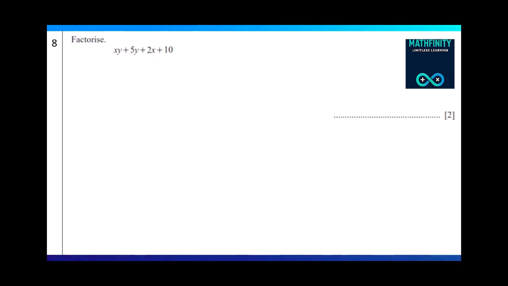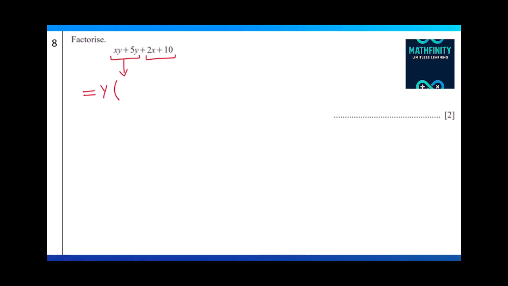Question number 8: factorize, and they give us 4 terms. This question came in the final exam for 2 marks in the external exam by GCSE or O level. Again, we will arrange first as it is given, and from the second pair we will observe whether there is anything common. Otherwise we can rearrange the terms, but here we observe from the first pair y is common.